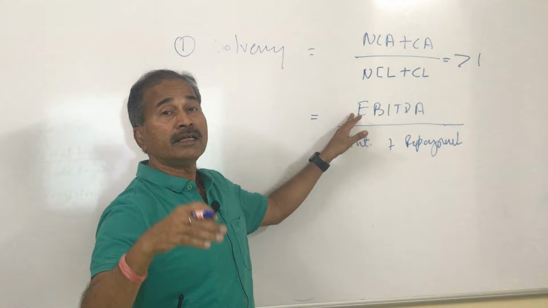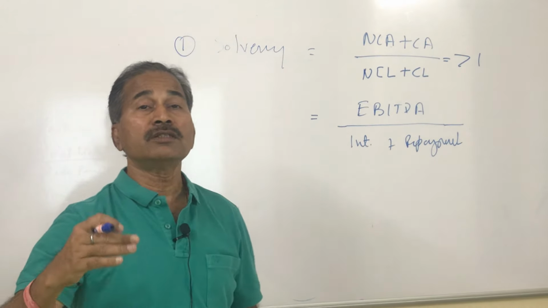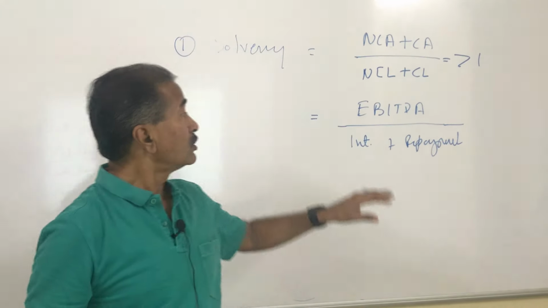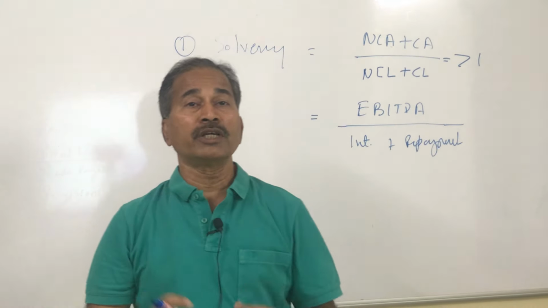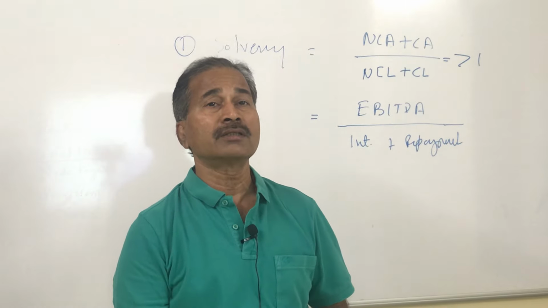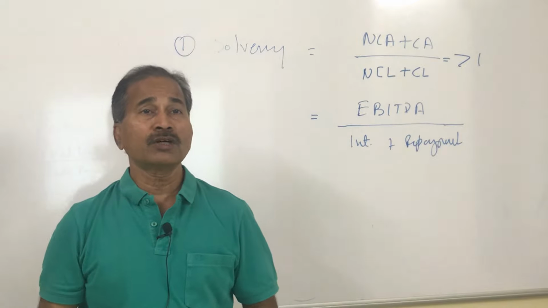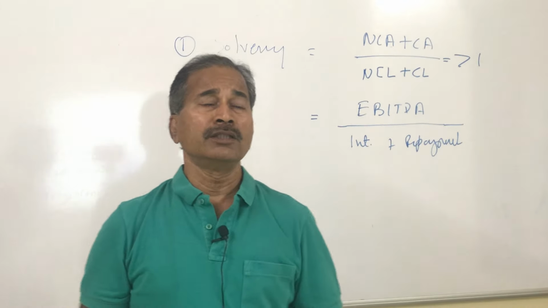That means the higher a business's EBITDA, the better its solvency will be, and the lower its EBITDA, the more the business's solvency will be in danger to that extent. So this is how we will figure out the ratio of solvency.